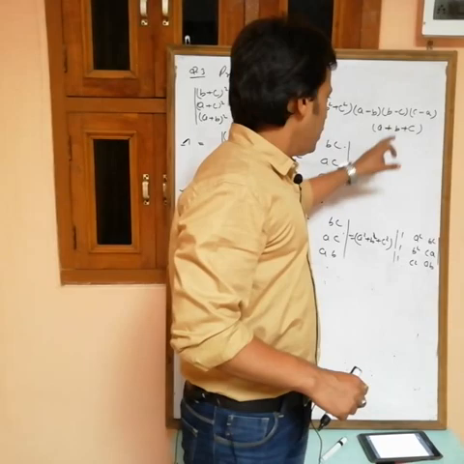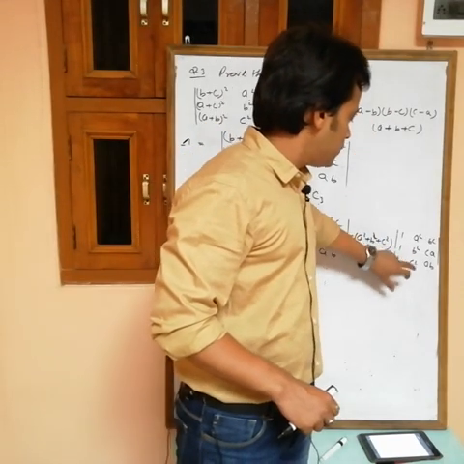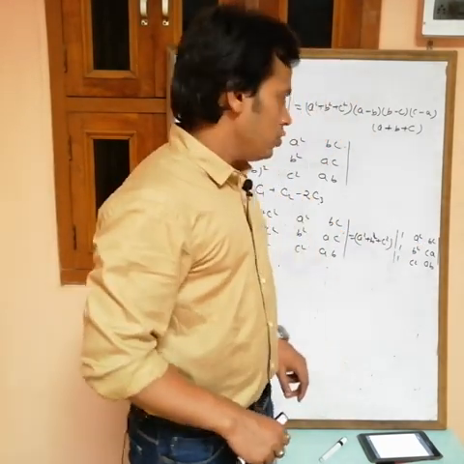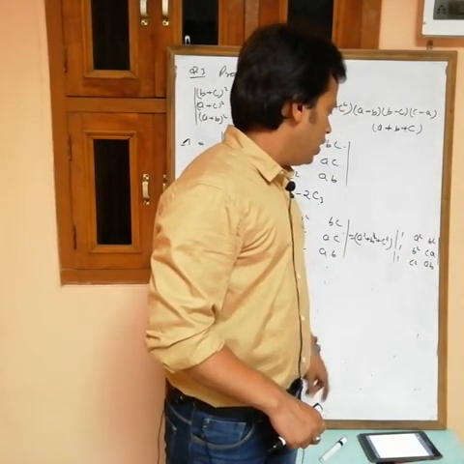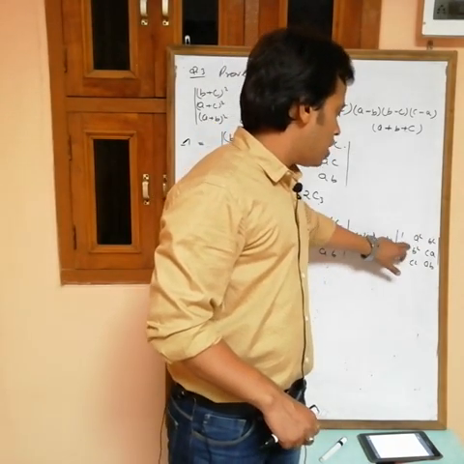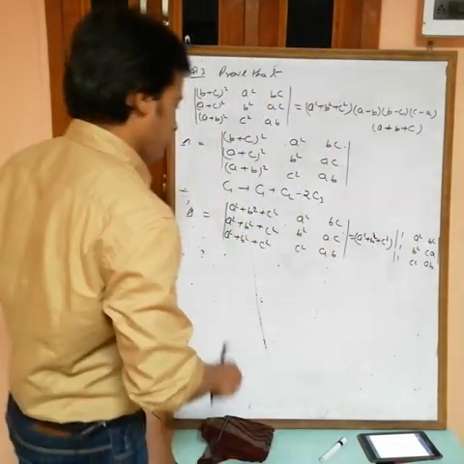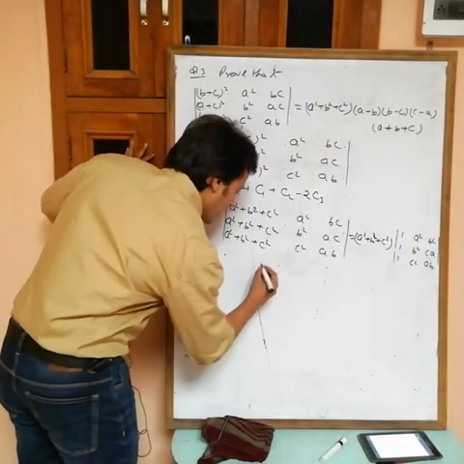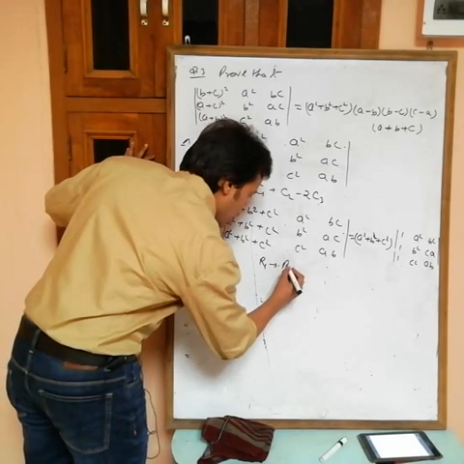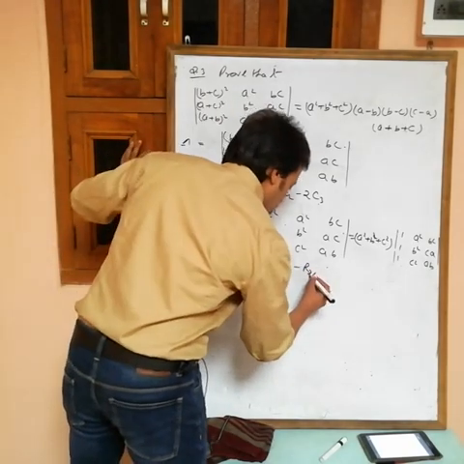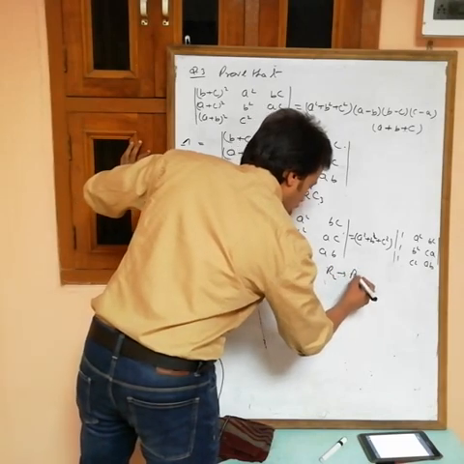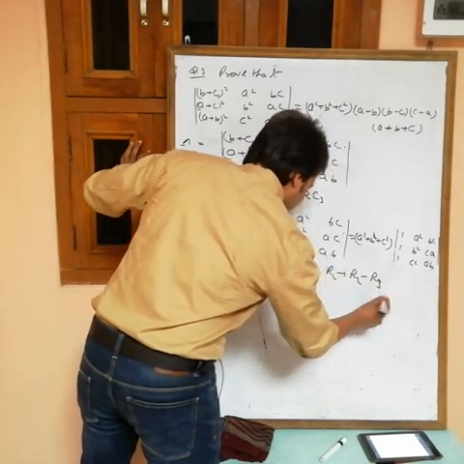And how to get b minus c? This one minus this one. So to get a minus b, R1 goes to R1 minus R2, and to get b minus c, R2 goes to R2 minus R3. So I am performing both simultaneously. See, R1 goes to R1 minus R2 and R2 goes to R2 minus R3.